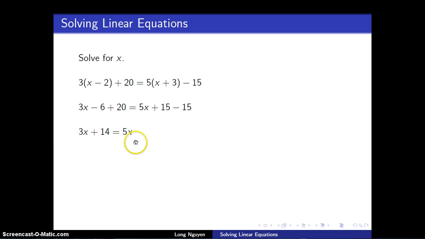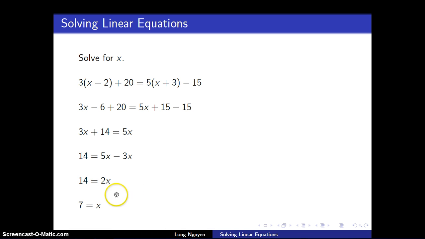Now we're almost done, except that now the x's are on different sides of the equation, so we need to bring the 3x on the same side so that we can combine the like terms. So subtract 3x from both sides will give us 14 on the left and 2x on the right. So finally we get to a simple equation where we can isolate x by dividing by 2. So divide by 2 on both sides of the equation gives you x is 7.